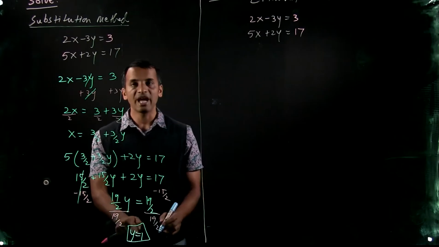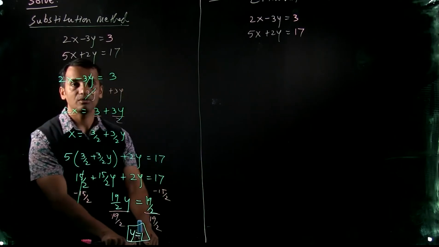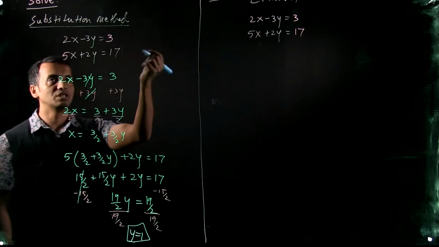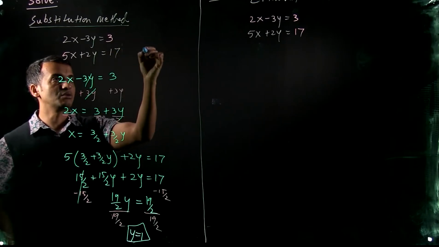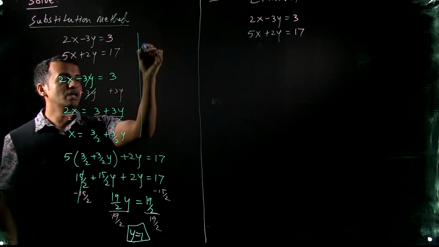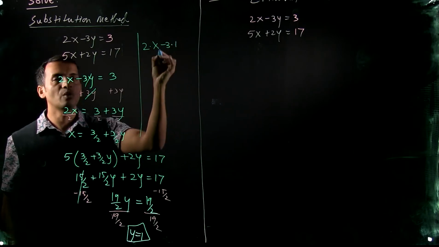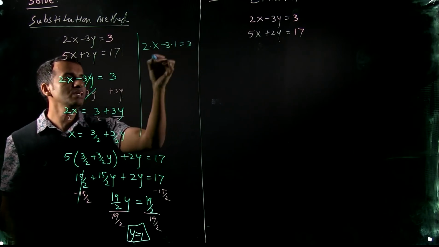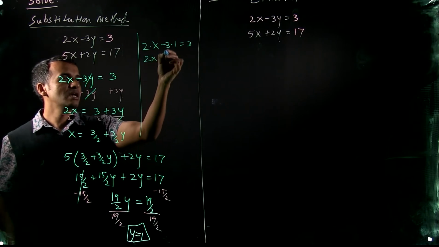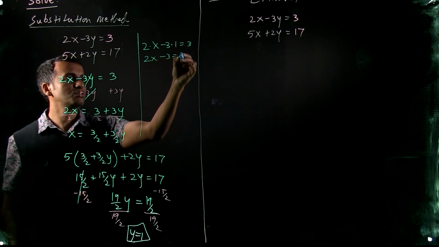Alright. Now how do I find x? Then you plug in the y value, y equals 1, into any one of these two equations. Let me plug into the first equation. So you get 2 times x minus 3 times y, which is 1, right? Equals 3. So how much is that? 2x minus 3 equals 3.